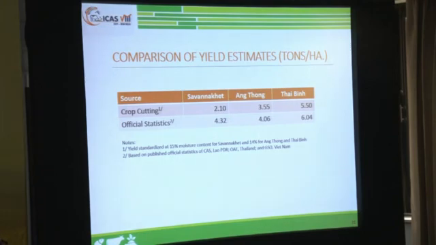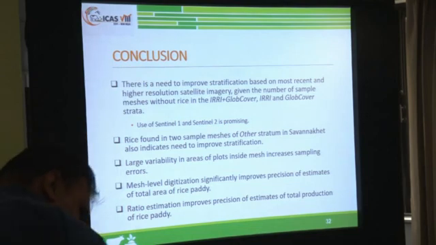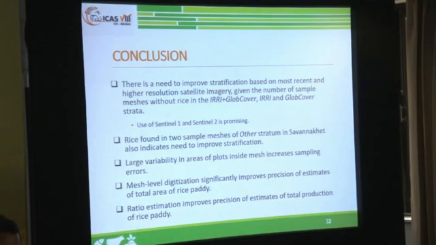The official statistics are based on the published official statistics of the Center for Agricultural Statistics in Lao PDR, the Office of Agricultural Economics in Thailand, and the General Statistics Office of Vietnam. You'll notice that in all three provinces, the official statistics for yield are much higher than the estimates we got from this experiment. And just to conclude, we found that there is a need to improve the stratification based on most recent and higher resolution satellite imagery, given the number of sample meshes without rice in the Erie and Globe Cover strata. The use of Sentinel-1 and Sentinel-2 are both promising.